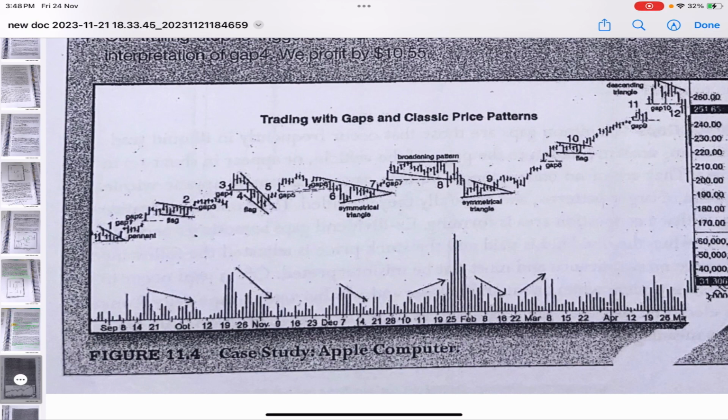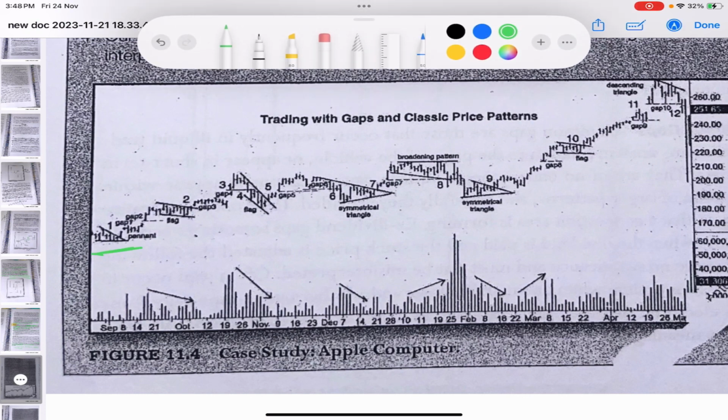Okay, so the first thing we can see is that the chart which is given over here is of Apple. So this is the case study of Apple computer. And first we can see a small pennant formation with an upward breakout. So that is the first pattern which we can see. This is a pennant and then there has been a breakout, right? And after that we don't have the past history, so we don't know what happened before, right?